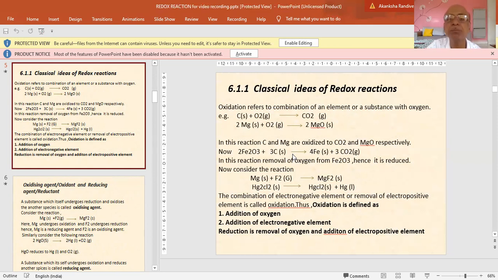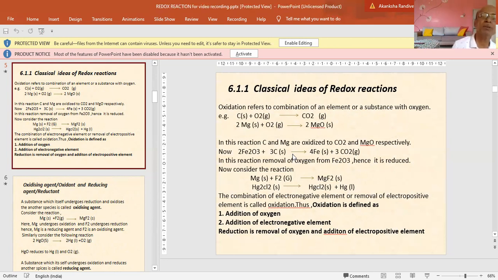Similarly, magnesium, when it combines with oxygen, gives magnesium oxide. That means when magnesium ribbon is burned in air, it produces magnesium oxide. In previous standards, you have done this experiment. When magnesium ribbon is burned in air, the oxygen present in the air reacts with magnesium, producing magnesium oxide. So this is a reaction between magnesium and oxygen, producing magnesium oxide.